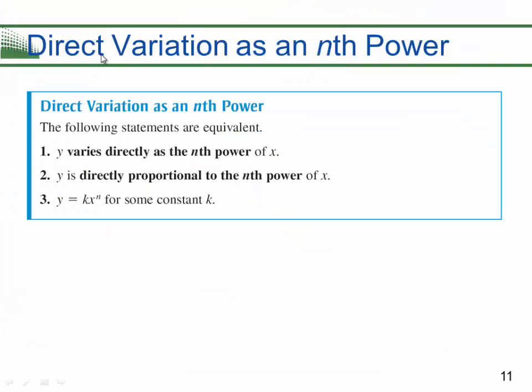Okay, we're also going to do some of these direct variation with an nth power. So we're going to say y varies directly with the nth power of x. Okay, we're going to say y is directly proportional to the nth power of x sometimes. These are going to be interchangeable. And then the equation will look like this. So y equals kx to the nth power.